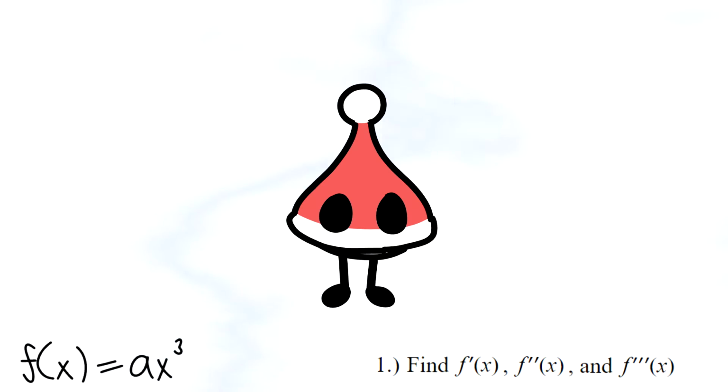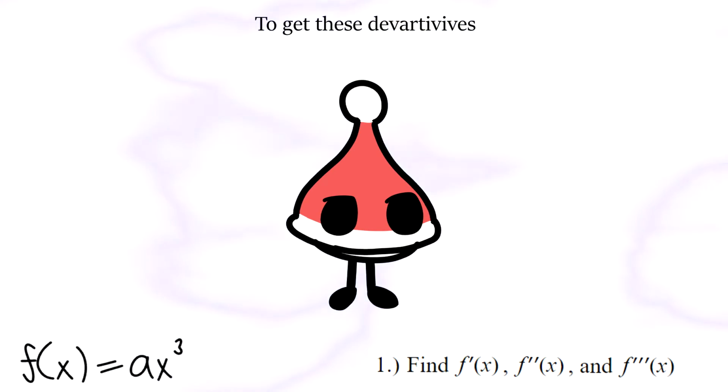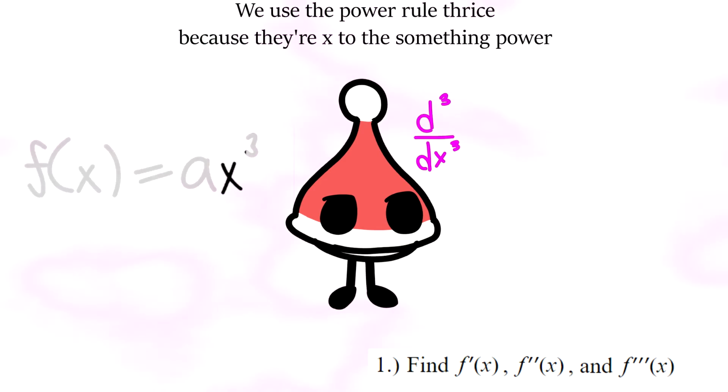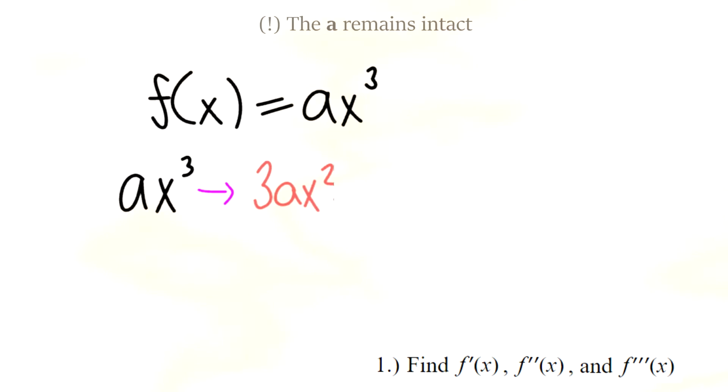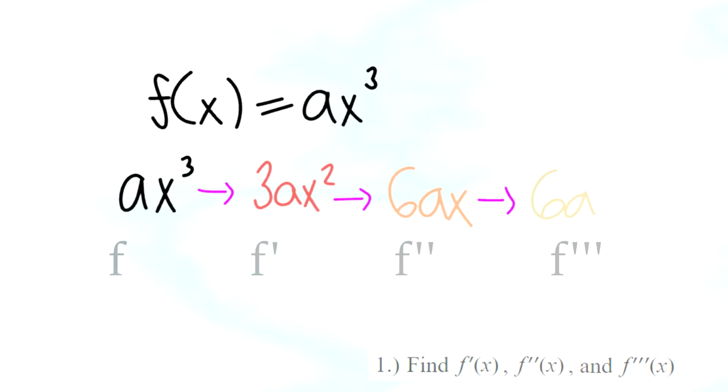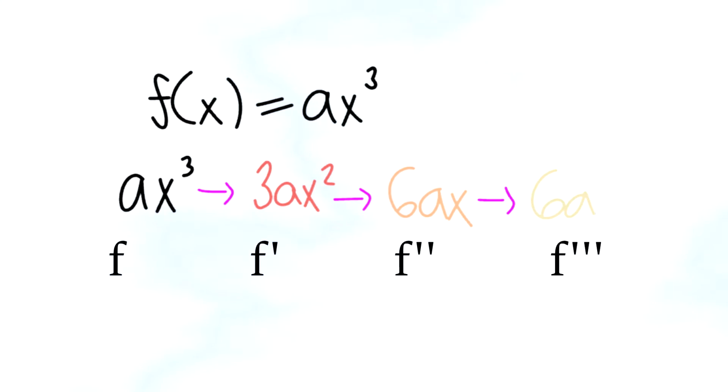Okay, cool. To get these derivatives, we use the power rule thrice because they're x to the something power. Using that rule, ax³ converts to 3ax², the a remains intact. Next, 3ax² converts to 6ax, and then 6ax converts to 6a. These 3 expressions are the consecutive derivatives of ax³, which we'll be using in step 2.